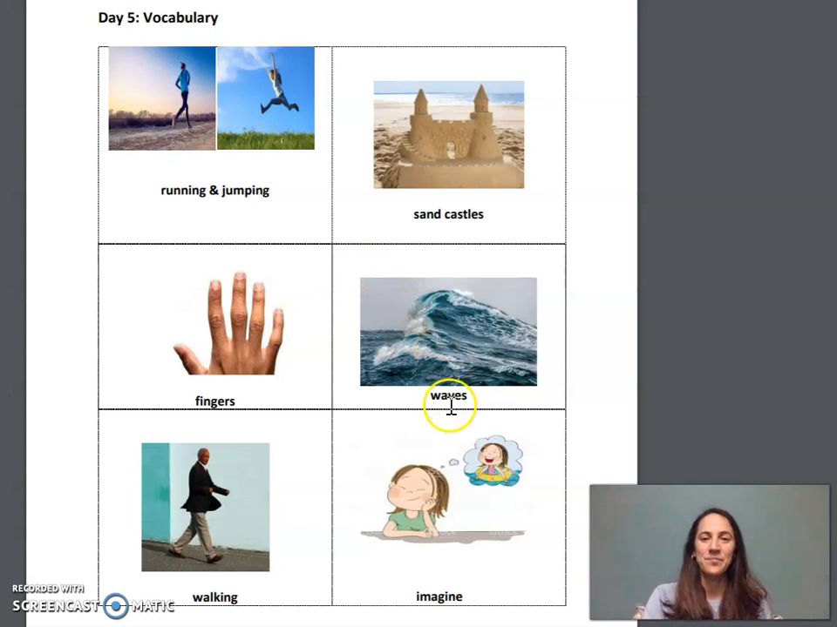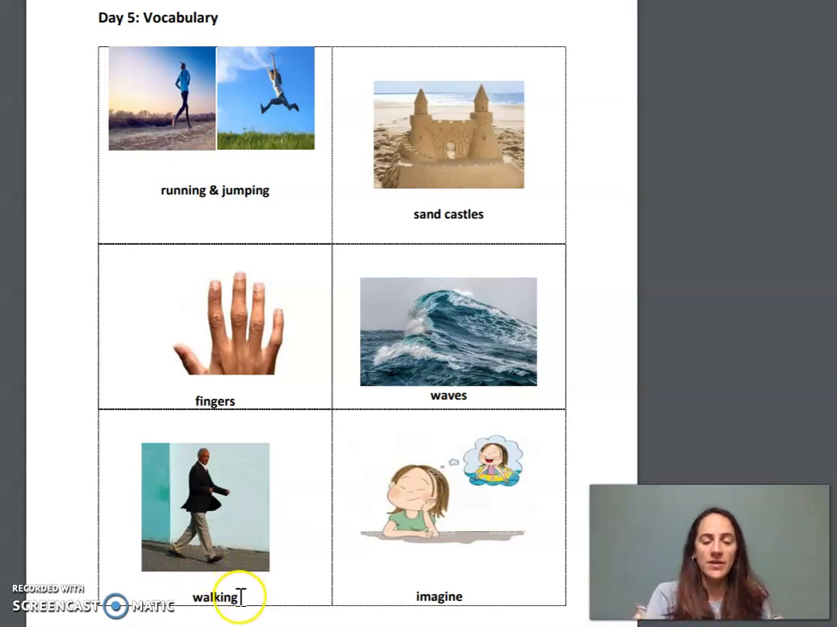Nice. This picture, what do you see? Yes, the water is coming up high. These are waves. Repeat, waves. Very good. In this picture, I see a man moving. He is not running. No, he is walking.